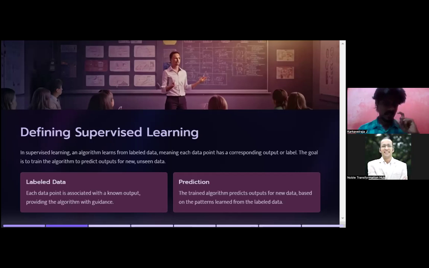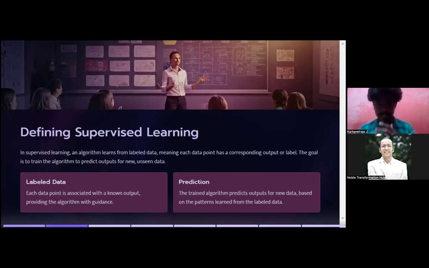Okay, let's have a look into the PPT. Labeled data: each data point is associated with a known output. We have a feature and we know the output, providing the algorithm with guidance. In the early stages of our life, our teachers guide us, right? After reaching some step, we can learn by ourselves by looking into books. So supervised learning is guiding the machine to predict the output with labeled data.